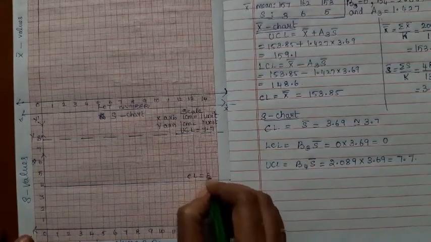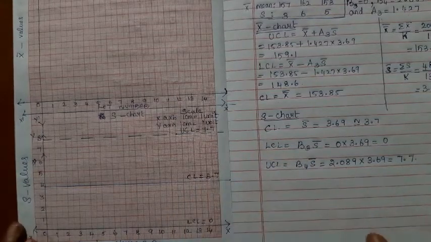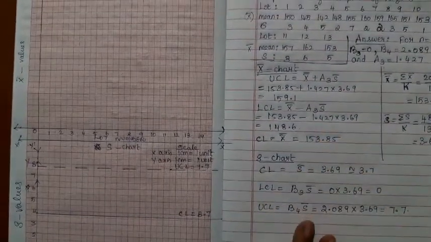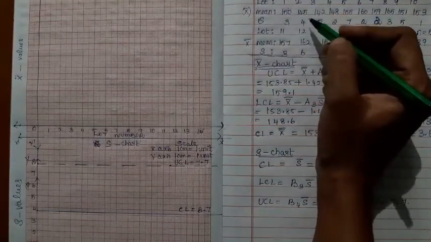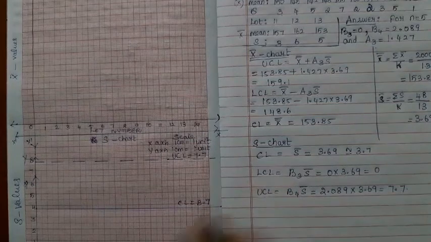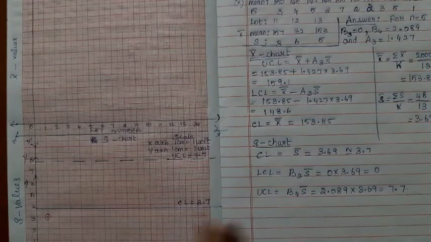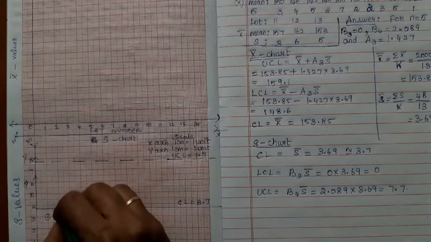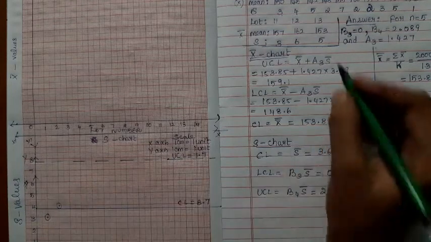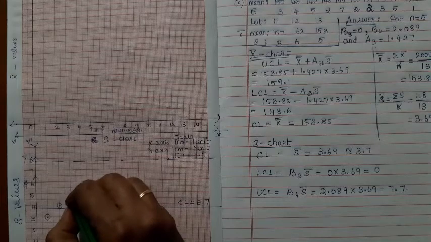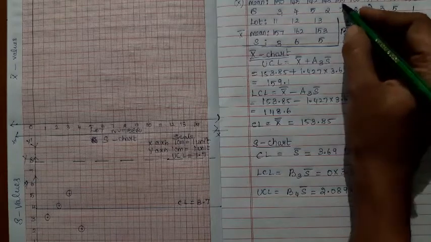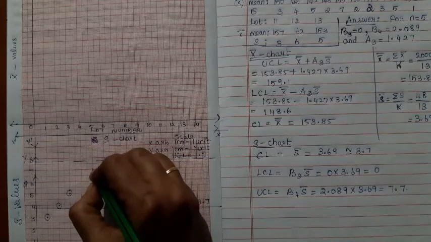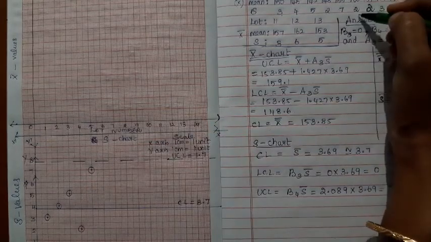Control limit is 3.7. Okay, let us plot the values of S. S is given in the problem. For the first lot, S is 3. For the second, it is 4. For the third, it is 5. For the fourth, it is 2. For the fifth, it is 7. For the sixth, it is 2.